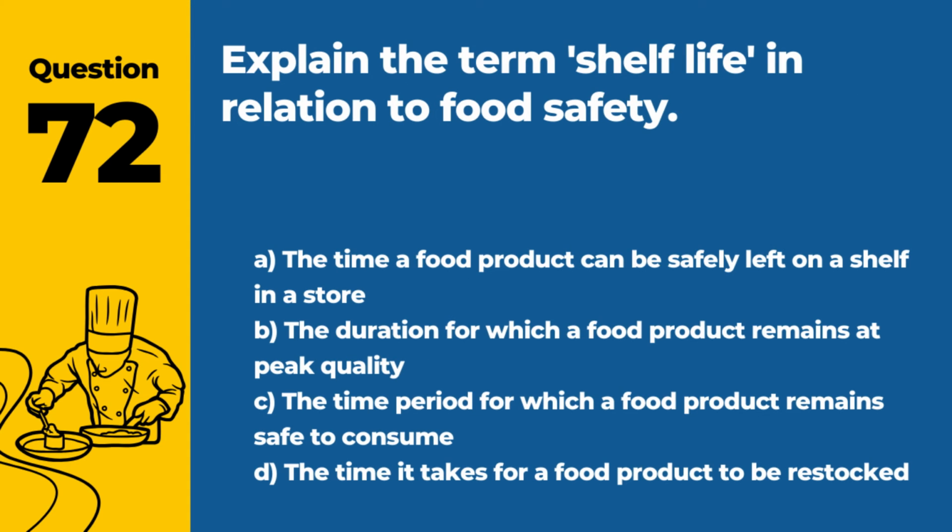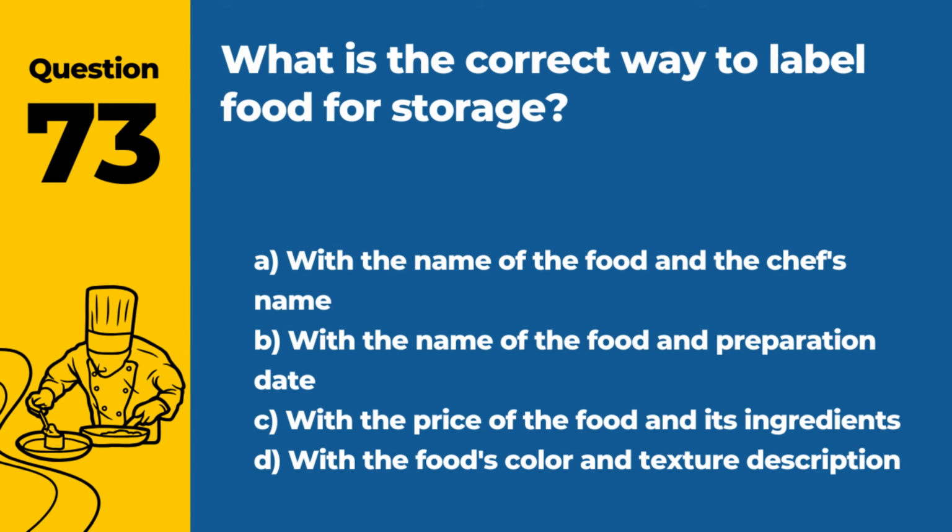Question 72. Explain the term shelf life in relation to food safety. A. The time a food product can be safely left on a shelf in a store. B. The duration for which a food product remains at peak quality. C. The time period for which a food product remains safe to consume. D. The time it takes for a food product to be restocked. Answer. C. The time period for which a food product remains safe to consume. Shelf life in relation to food safety refers to the time period for which a food product remains safe to consume.